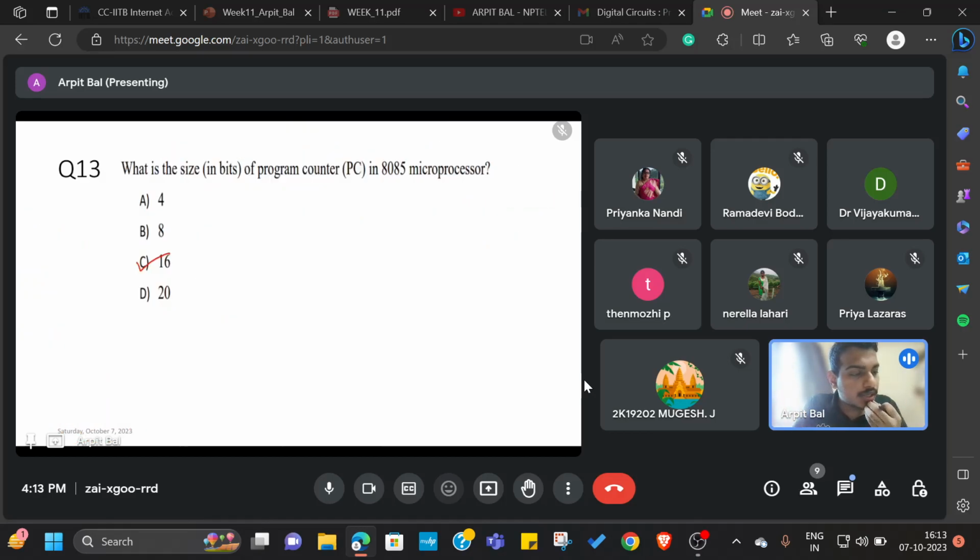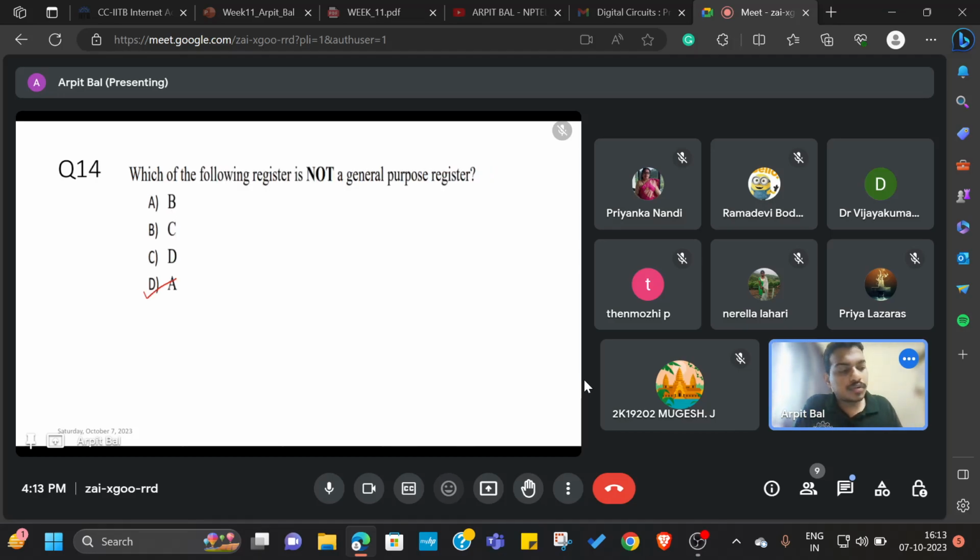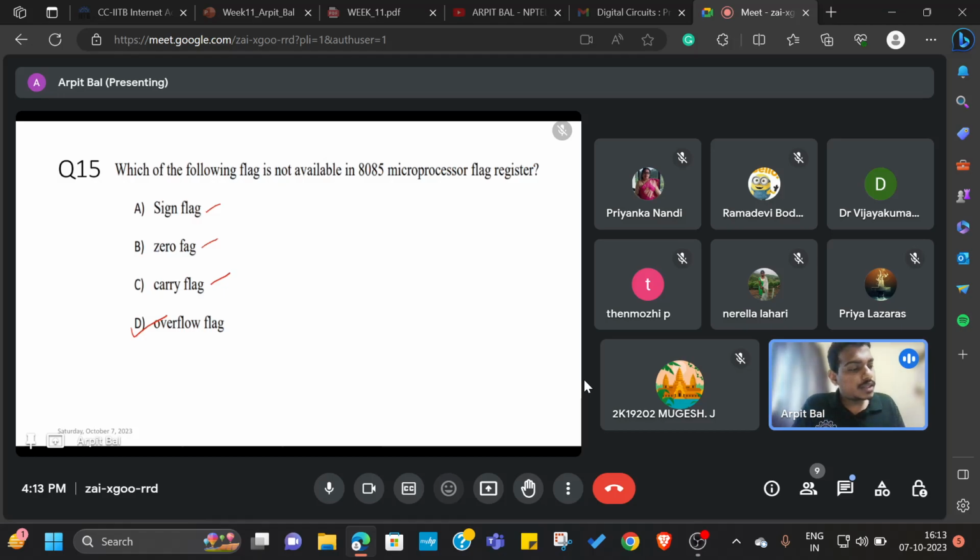Next question was related to the size of the program counter in the 8085 microprocessor, that is 16 bits. The accumulator is not a general purpose register, so option D is correct. And out of these, only the overflow flag is not available in the 8085 microprocessor. All the rest of the flags that are mentioned are present.